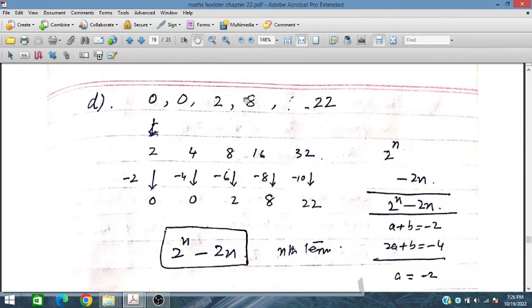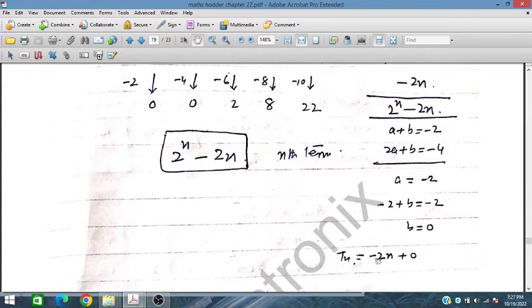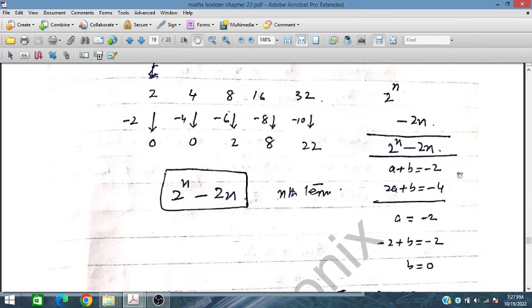So this is 0, 0, 2, 8, 22, and this is 2, 4, 8, 16, 32. So add minus 2, minus 4, minus 6, minus 8. We get minus 2 to get this, minus 4 to get 0, minus 6 to get 2, minus 8 to get 6. So this is minus 2, because this is an even number sequence with a negative sign. We generate this even number sequence with a negative. This is 2 power n, so we get this resultant. So this is 2 power n minus 2n. So b is 0, so tn is minus 2n. This is obtained by using this simplification.